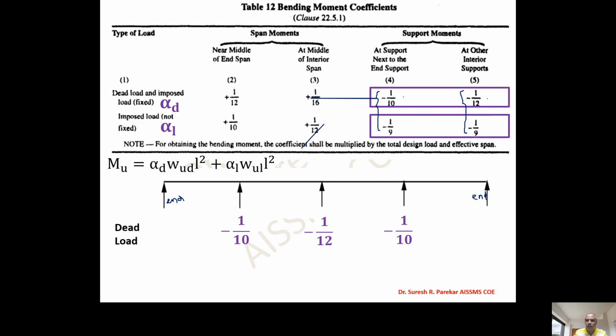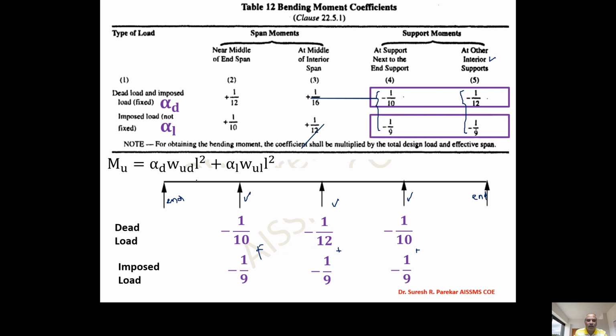So next to end support, we have these two supports, so we have minus 1 by 10. And then at the other interior support, we have minus 1 by 10. Then for live load we have all minus 1 by 9. So you can see this, at all supports we have minus 1 by 9. So we have to add this, and from this we will get the maximum moment.